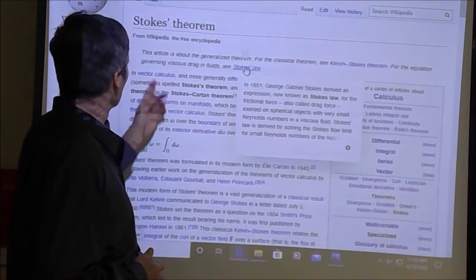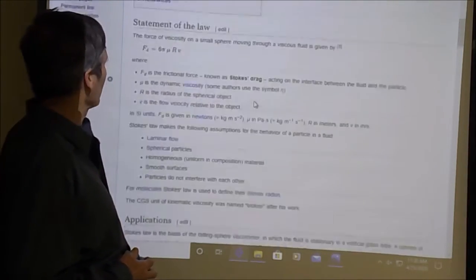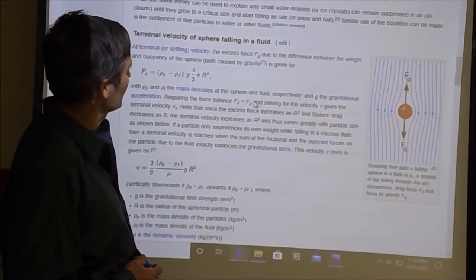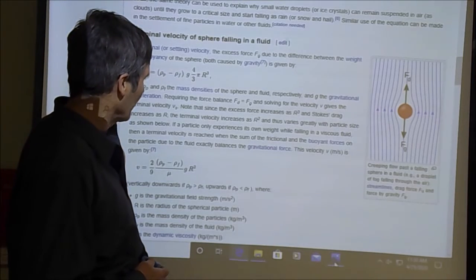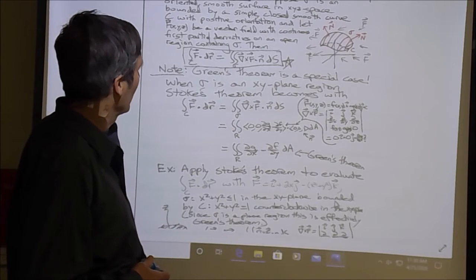So it's useful in governing viscous drag in fluids. You can go click on Stokes' law and so forth and look up some interesting applications of this. Well, for us, we're interested in the mathematics of this. Let's look at it as an example here.